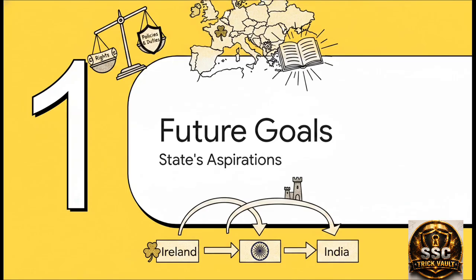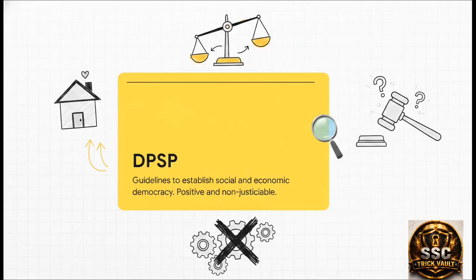Section 1, the state's future goals. We're going to start right in Part 4 of the Constitution, specifically covering Articles 36 to 51. Fun fact, these were heavily inspired by the Constitution of Ireland, which actually borrowed them from Spain. And that brings us to the absolute core concept here, the Directive Principles of State Policy, or DPSPs.